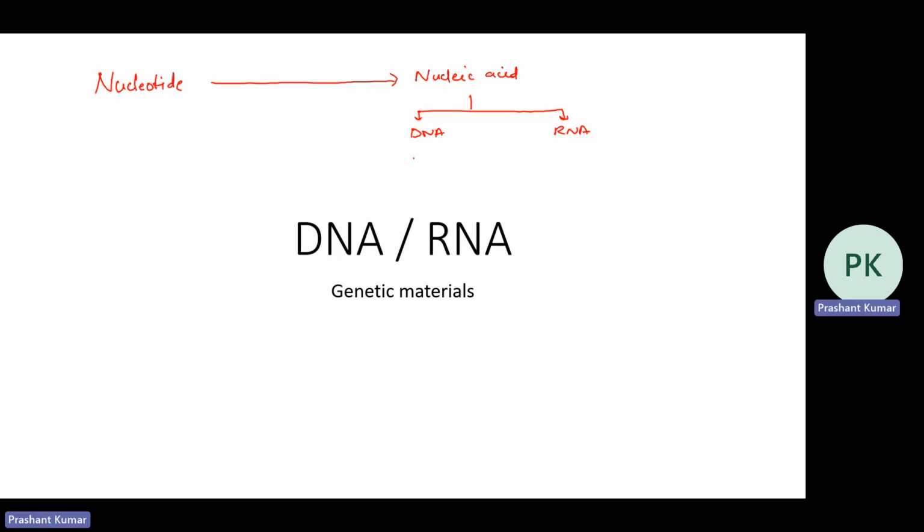DNA is double-stranded and RNA is single-stranded. This is your double-stranded. This is single strand, SS. Now let's come to this nucleotide. So a nucleotide is a monomer unit. Let me write here, monomer. And it consists of 3 subunits. This is very important to know. Nitrogenous base.